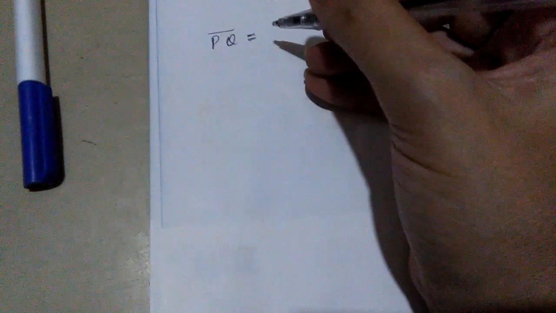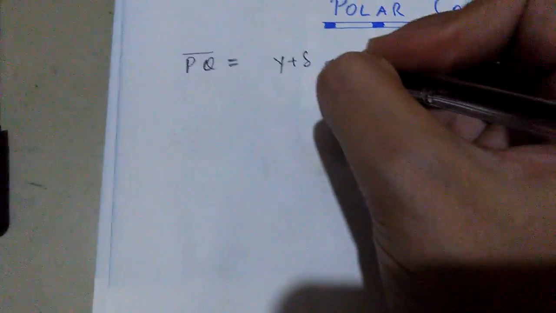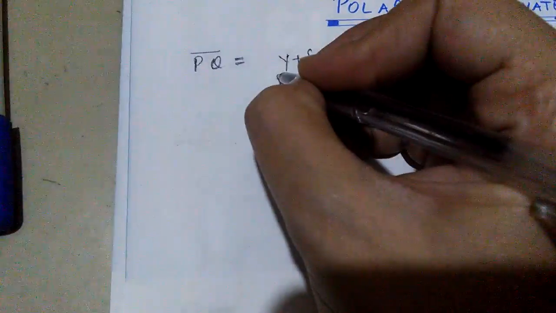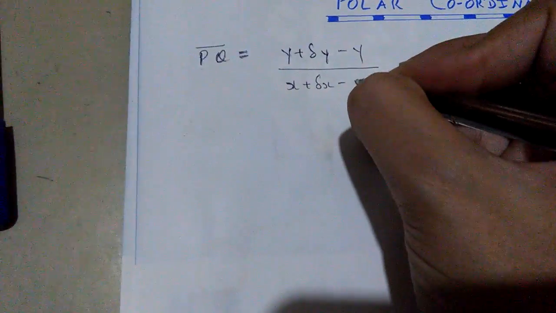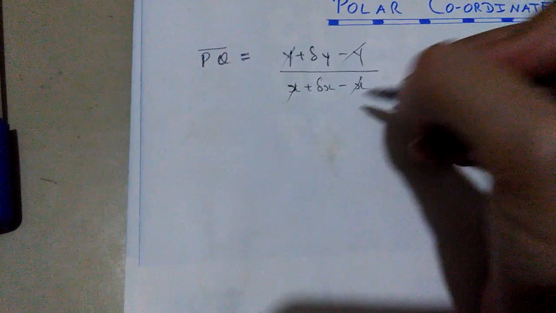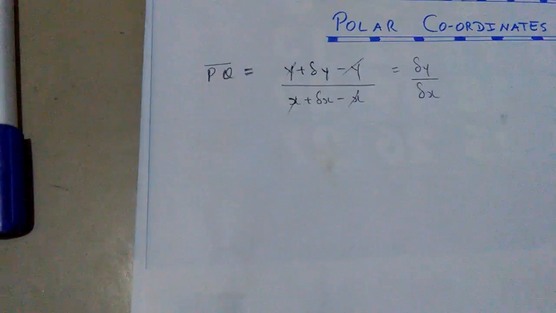rise over run concept. So it's going to be y plus del y minus this. That is basically y2 minus y1 and so forth. And this is x2 minus x1. Just like that. So these things are cancelled and you're having del y upon del x.